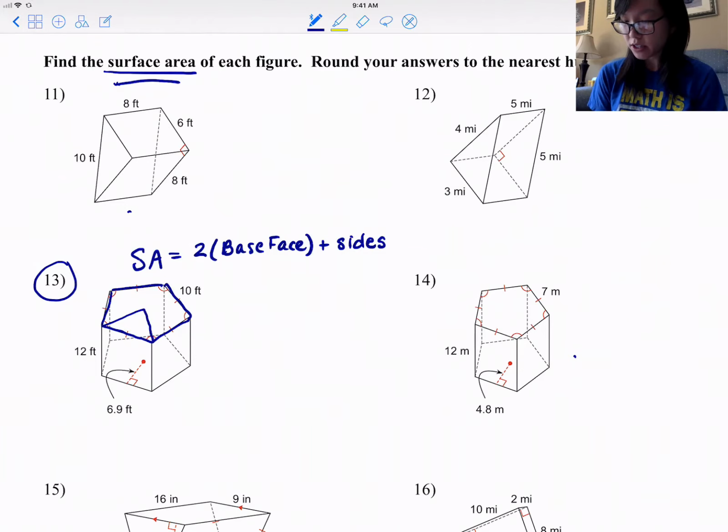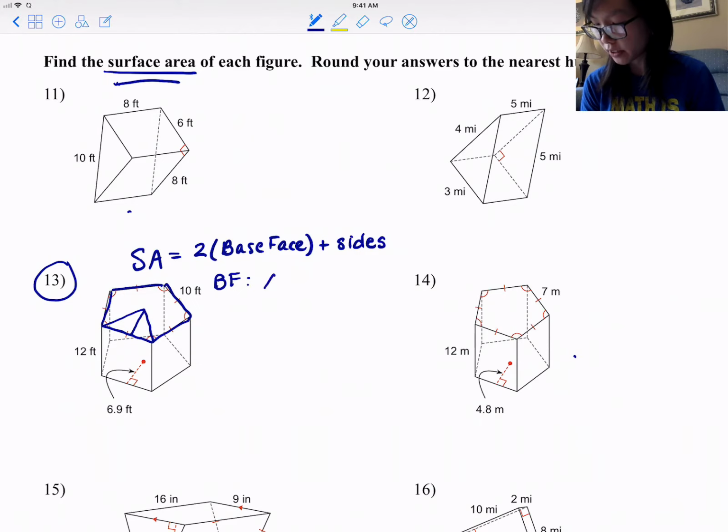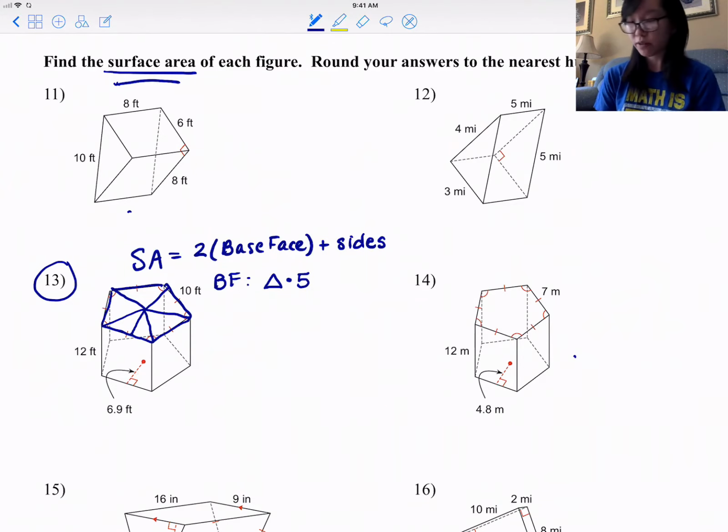And again, it's just like before. We're going to use the area of this triangle first. And let me start that off. To find the base face, you first want to find the area of a triangle. And notice you're multiplying it by 5 because there are 5 triangles in that figure. So I'm going to keep in mind that whatever I find, I'm going to multiply that by 5 because there are 5 triangles. Let me go ahead and write the area of a triangle.